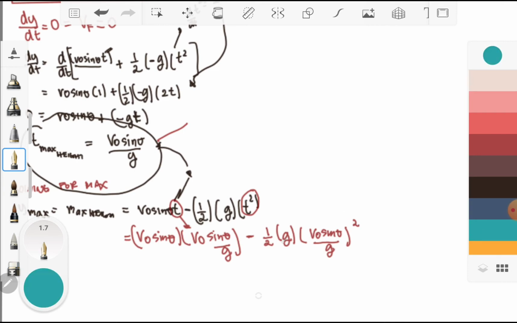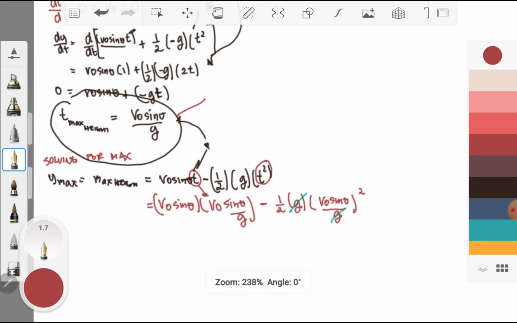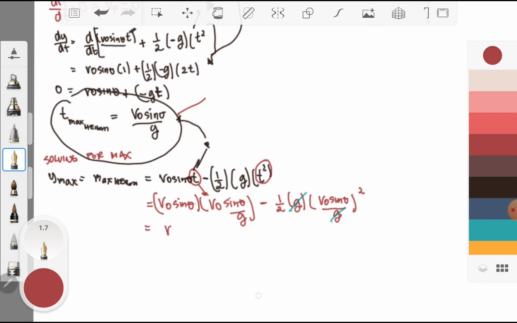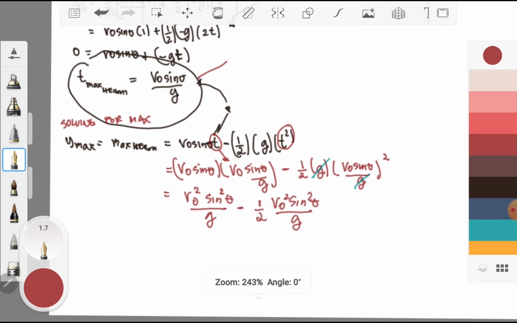So canceling out this g, we'll have a value equal to VO squared sine squared theta all over g less our 1 half multiplied by our VO squared sine squared theta all over g. So we'll have a value of our max height. So your y max is just equal to VO squared sine squared all over g, multiplied by 1 less 1 half, which is equal to 1 half.